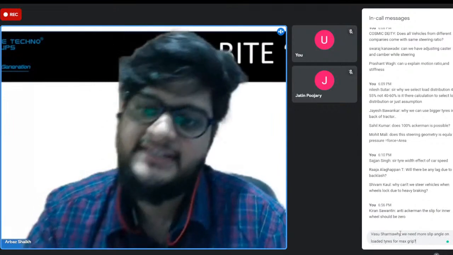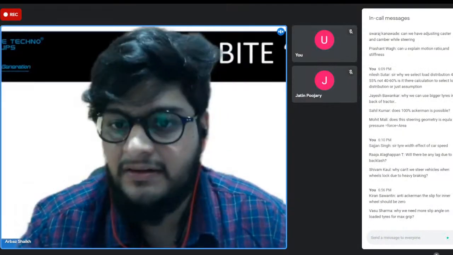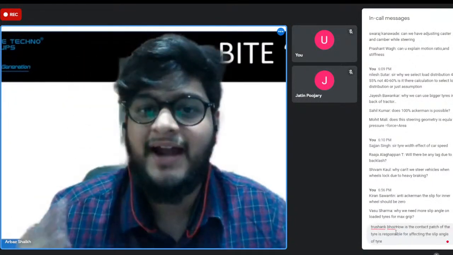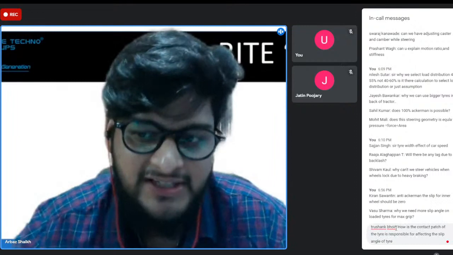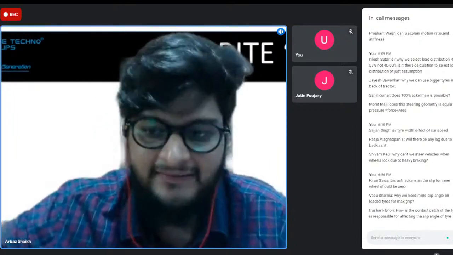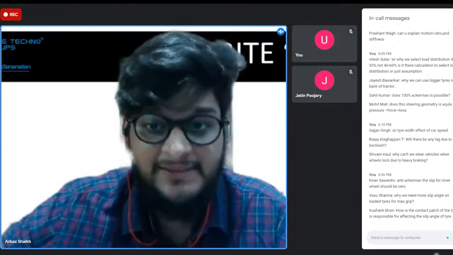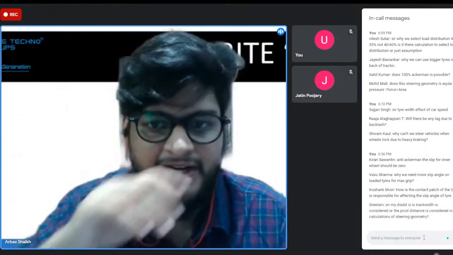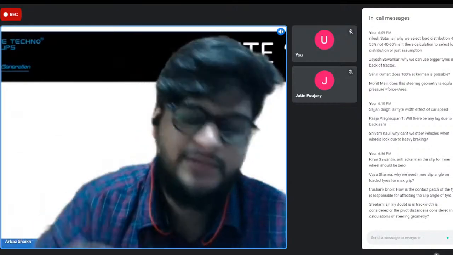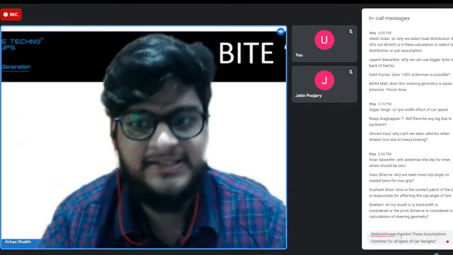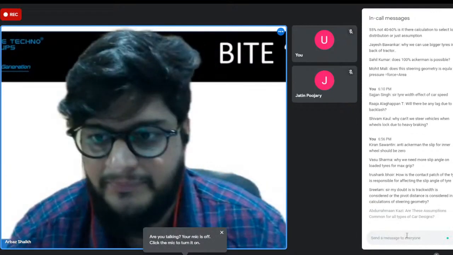Kiran is saying in anti-Ackerman, the slip in the inner wheel should be 0. Technically, yes, the inner wheel will be suffering from 0 slip, but at the same time, the contact patch of that inner wheel is so less that it will move essentially in the air. So that's why the slip angle is higher, but it is suffering from very less slip. You're absolutely right, because it has no load, it has no grip. The actual slip happening in the wheel is very less, but the slip angle is higher in the inner wheel.